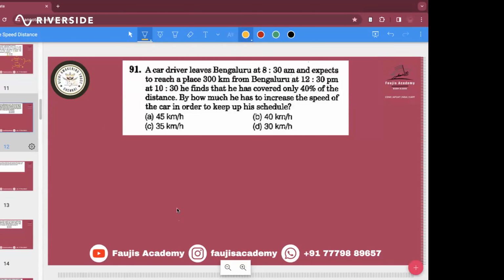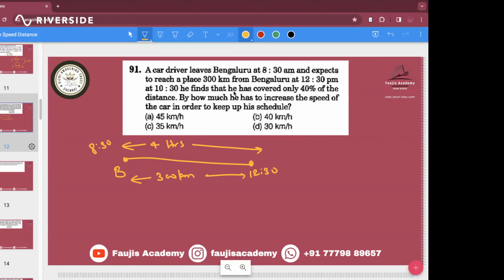Meanwhile, I'll start solving. Thank you so much for joining. This is Bangalore. It's represented as B. Right now, the time is 8:30, and we are supposed to reach a certain place at 12:30. That means 4 hours of journey. The distance is 300 kilometers.